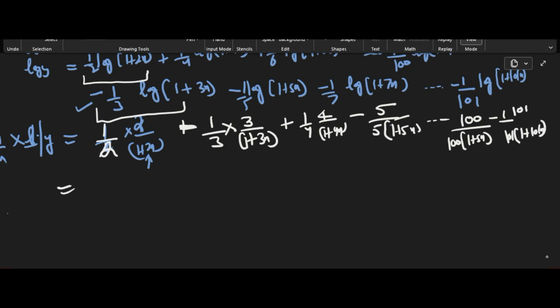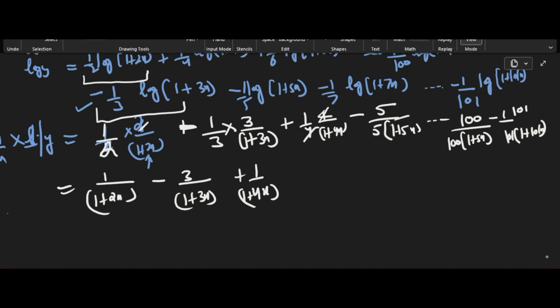Now if you see, all these will get cancelled, and this is what we are reduced to: 1 plus 2x minus 3 upon 1 plus 3x, so 4 is also gone. At least some pattern is emerging out of this, right? And so this is also 1 upon 1 plus 5x.